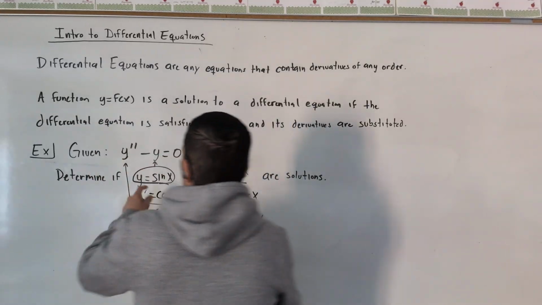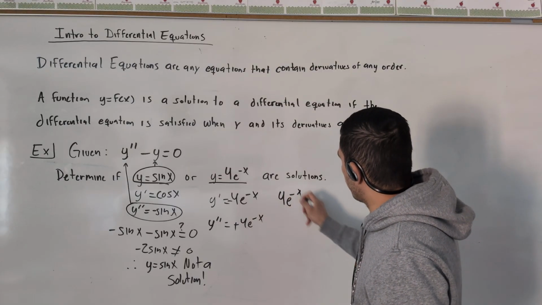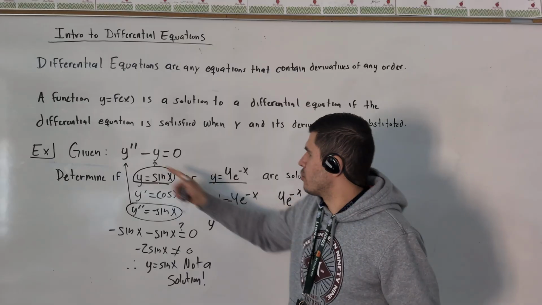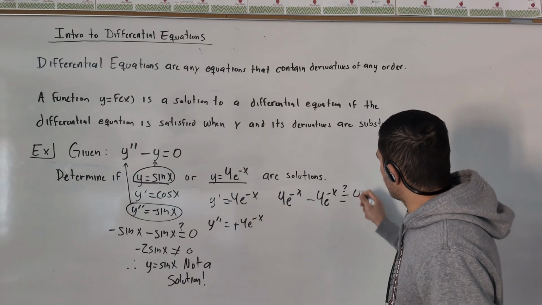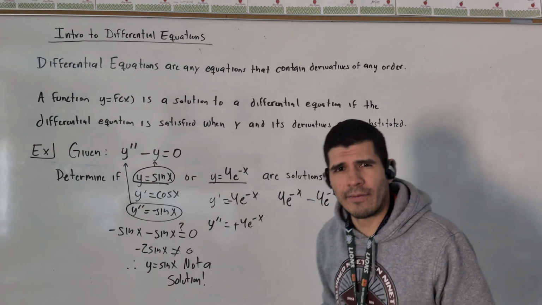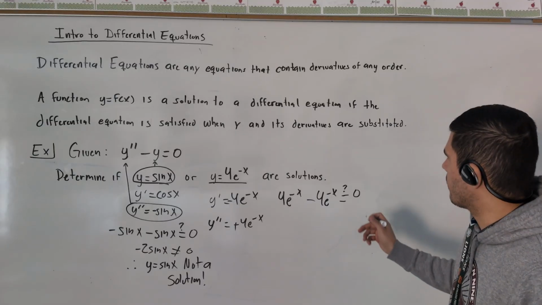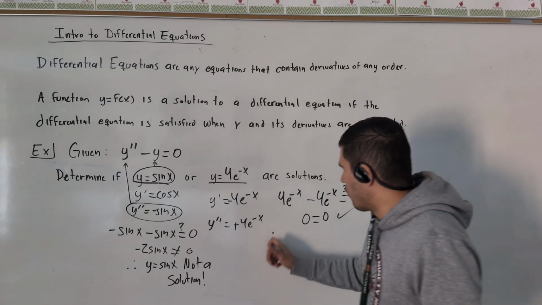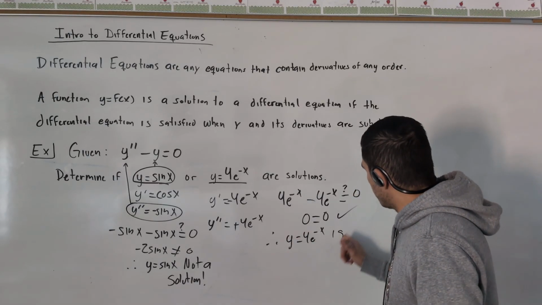According to this, I need to take my second derivative, which is 4e to the negative x, and subtract my supposed solution, which is 4e to the negative x. Again, don't forget to put a question mark here to see if it actually equals what it claims it equals. By the way, it doesn't always have to be 0. In this case, it just is. So is 4e to the negative x minus 4e to the negative x equal to 0? Yes, indeed, 0 equals 0. Therefore, y equals 4e to the negative x is a solution.